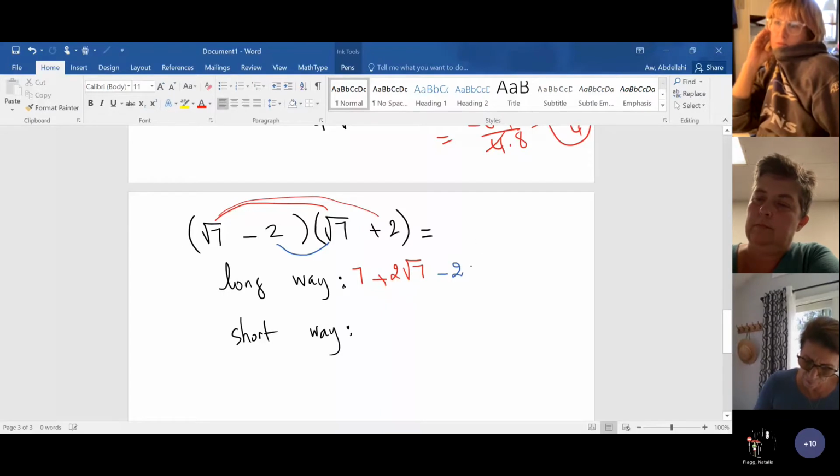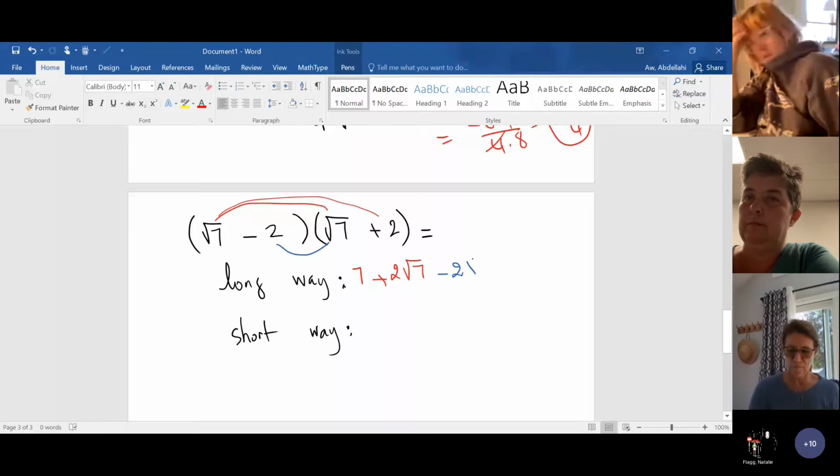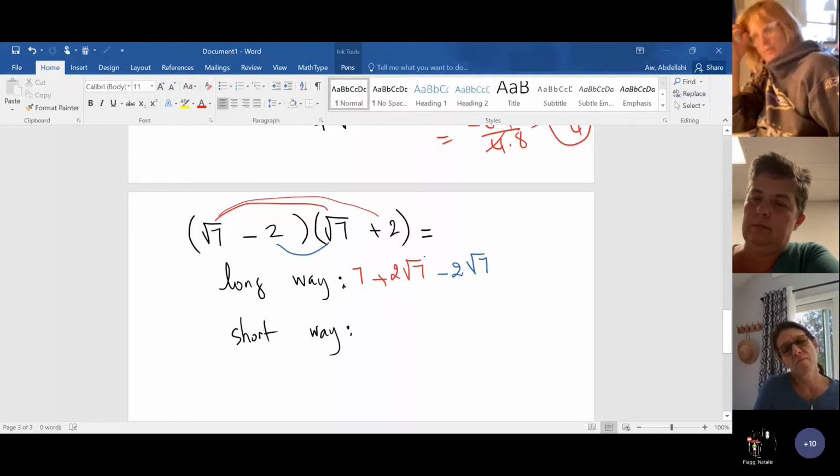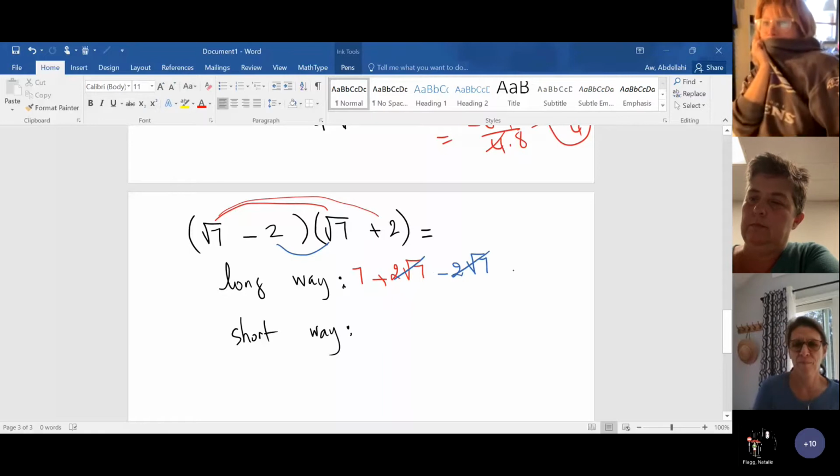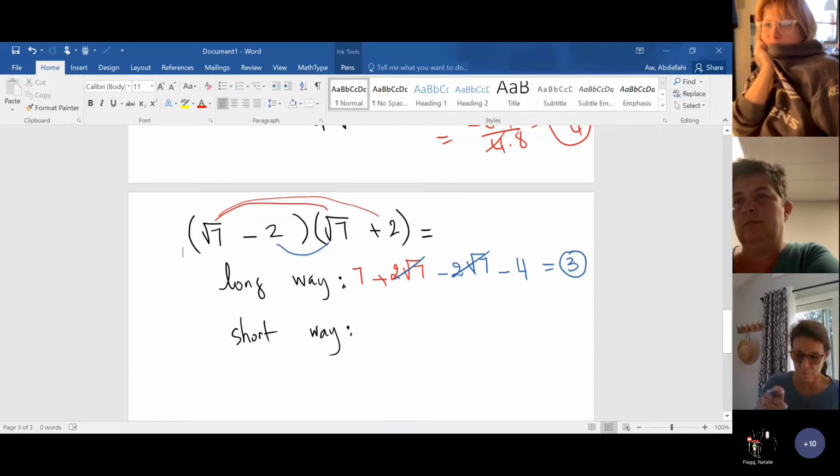-2. -2 what? Square root of 7. What happens to them two? They cancel out. And what is the last one? -4. -4, which is 3, right? 3. Okay.